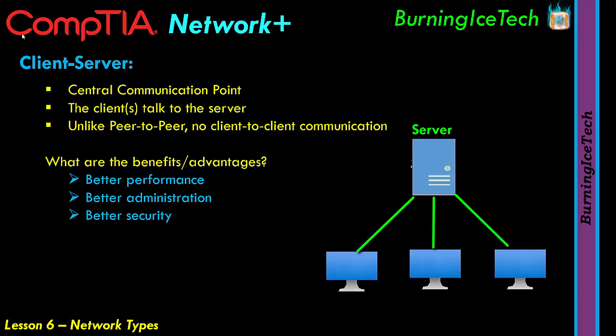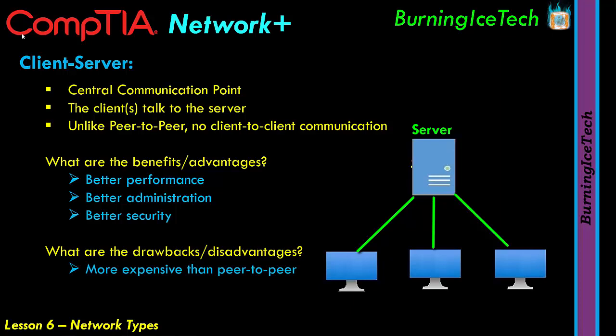This network also has its own drawbacks, like you'd expect, one of which is that it's way more expensive, at least more expensive than the peer-to-peer network we spoke of earlier. The central communication point, which is most likely going to be a server, is going to be one of the biggest contributors to the additional cost. Another drawback is this network's complexity. It's way more complex compared to a peer-to-peer network, which was a pretty much straightforward type of network.